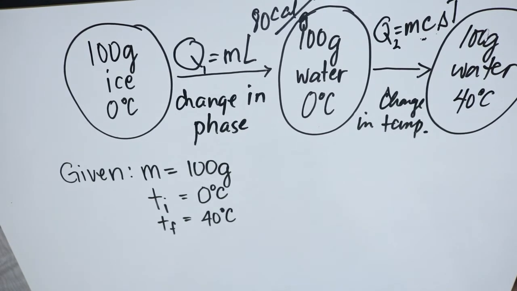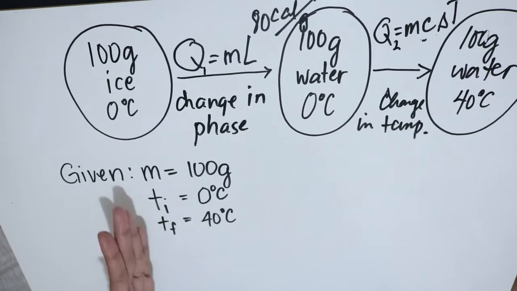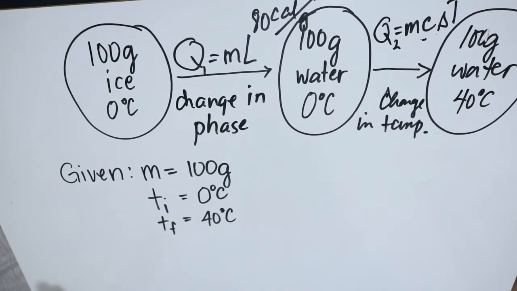What does it mean? Calorie per gram degree Celsius. It needs 1 calorie to be able to raise the temperature of 1 gram of water. So shall we write that or not? If you already know the constant value, you don't have to. The only given values in the problem are the following: the mass, the TI, and the TF.